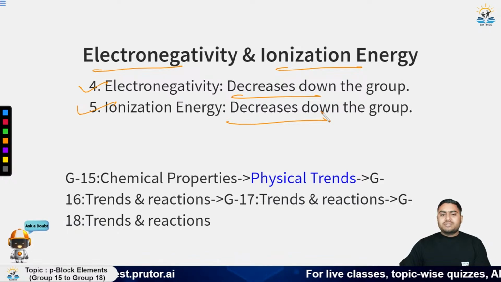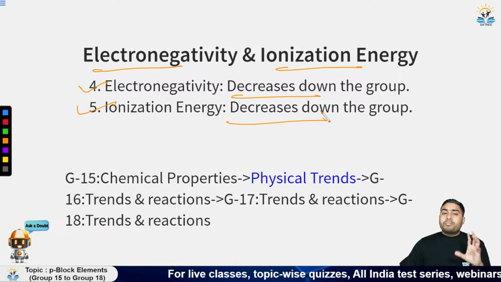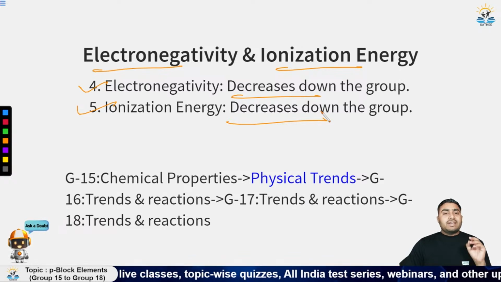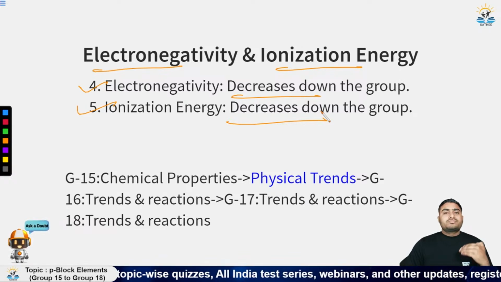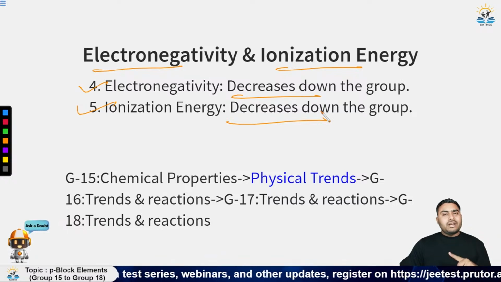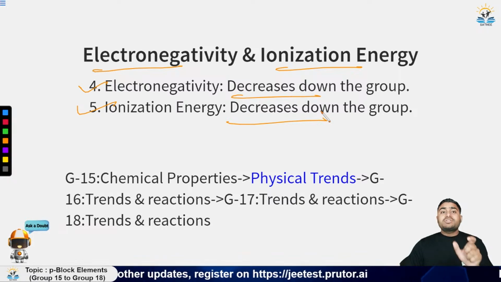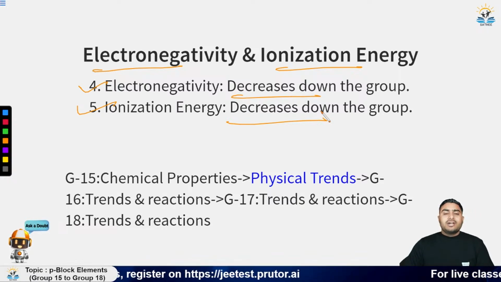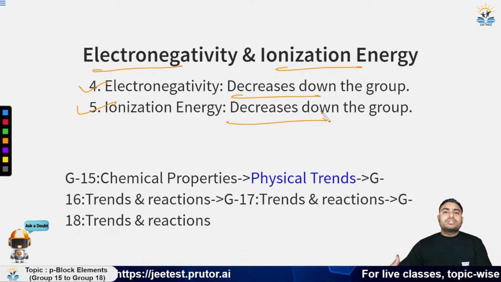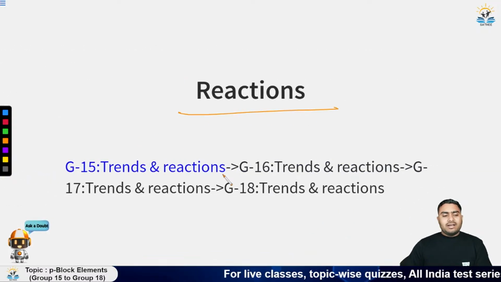So we have discussed these points. Electronegativity increases left to right across a period, and electronegativity will decrease down the group, top to bottom. But ionization energy left to right will increase because size decreases, and ionization energy top to bottom decreases because size increases. Okay, let's discuss some chemical reactions.